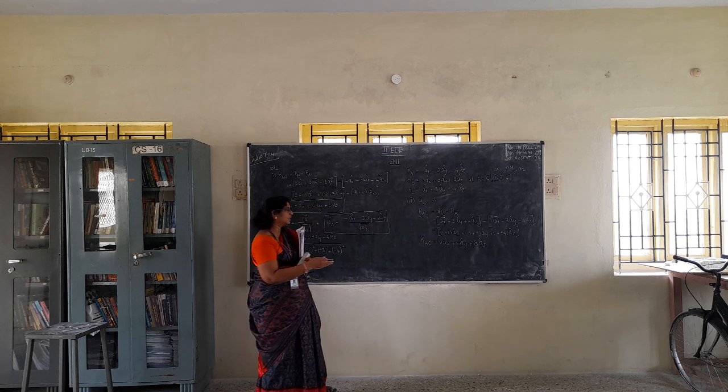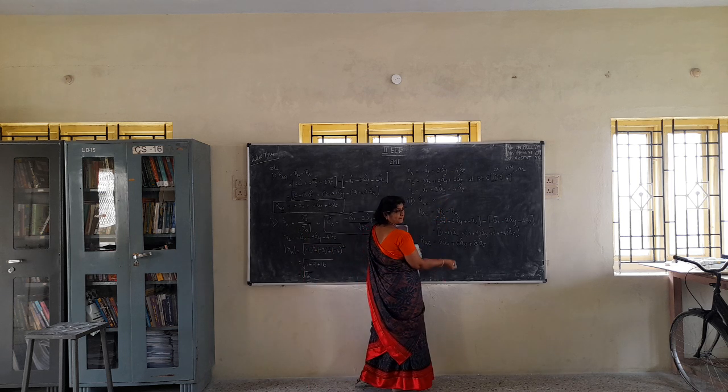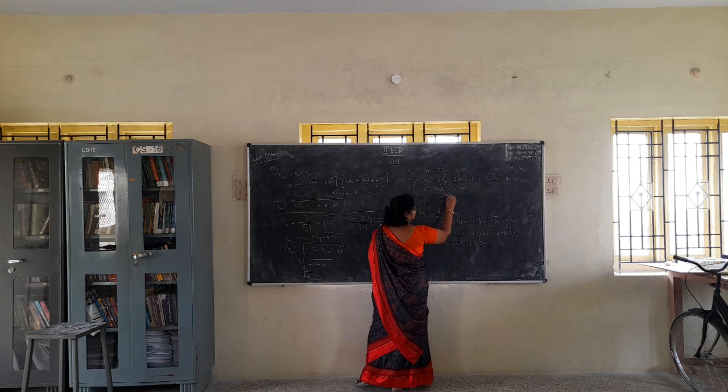To find A vector, formula will be R AC vector divided by modulus of R AC vector.